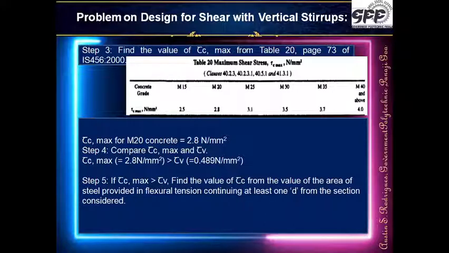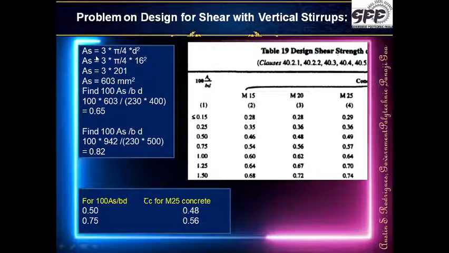Now, for this resisting strength, there are various parameters, as we have discussed earlier. Two of the very important parameters in defining its own strength tau c are the grade of concrete and the percentage of tension steel provided in the section. So in order to find this tau c, we need to find the area of steel provided in flexural tension. We have been given that there are 3 bars of 16 provided. So let us find the value of AS.